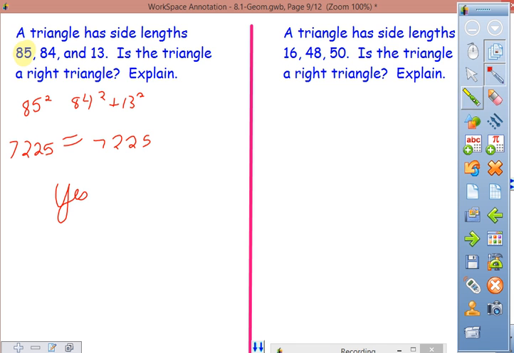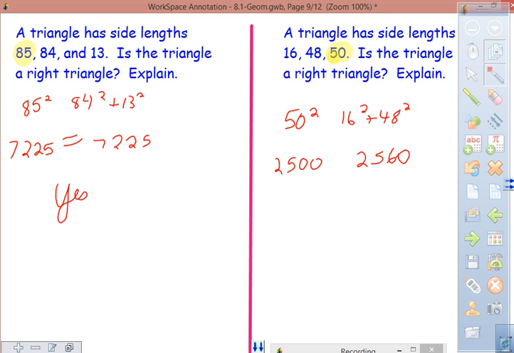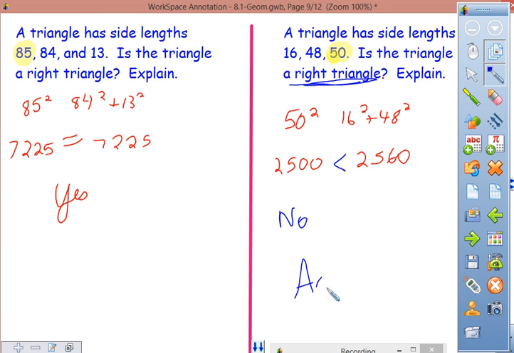In the next example, 50 is going to be the hypotenuse. So we want to do 50 squared compared to 16 squared plus 48 squared. And we get 2,500 compared to 2,560. So this is less than that. Because it's not equal, it's not going to be right. But we learned already that if it is less than, then it's going to be acute. So if we had to decide, this triangle would be acute.